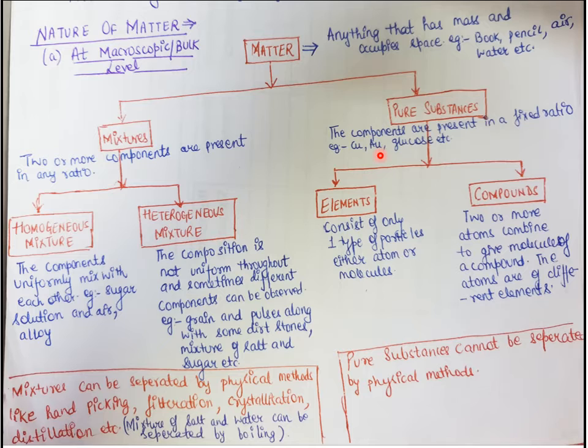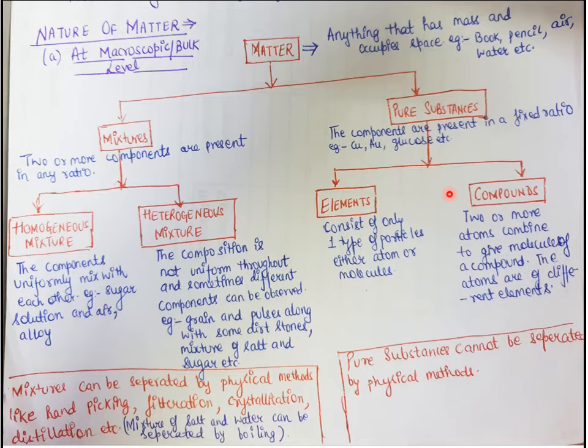In compounds, two or more atoms combine to give a molecule of a compound. That is, in this there would be two or more different atoms. Please remember. For example, glucose. Now, glucose is C6H12O6. Now, glucose is made up of carbon atom, hydrogen atom, and oxygen atom.